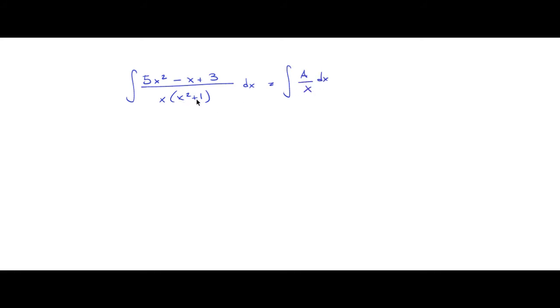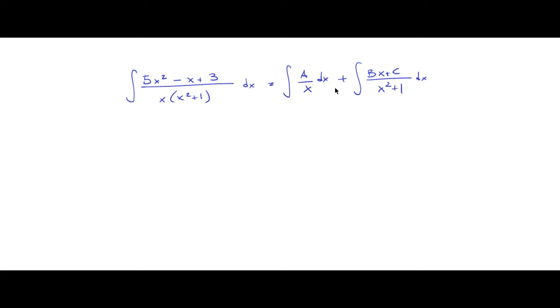Okay, now the primitive of (5x squared minus x plus 3) divided by x times (x squared plus 1) dx. Okay, so now first of all, you can see that this is degree 2, this is degree 3. Okay, so that's okay. But now we know that this is going to be a divided by x, right? And x squared plus 1 is one of those factors that you can't simplify, right? So this is going to be (bx plus c) divided by (x squared plus 1), right?